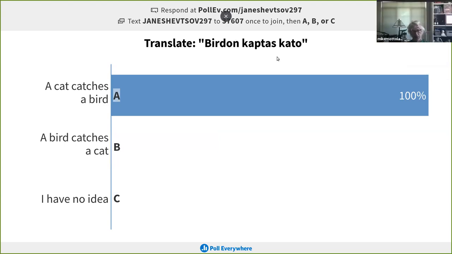Somebody said that it means a cat catches a bird. Can you explain why you answered that? Yeah, because the bird is the object with an O-N at the end. Exactly. And it's the N on the end that tells you that the bird is the object. Perfect. So that's a bit of a review from last time.